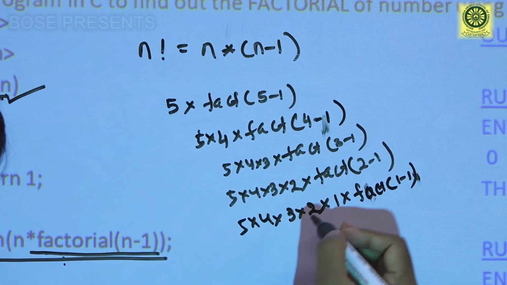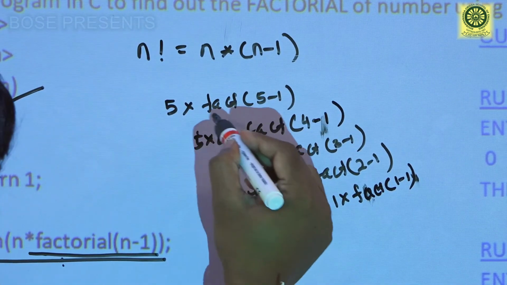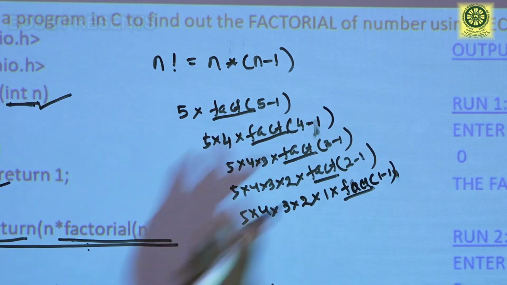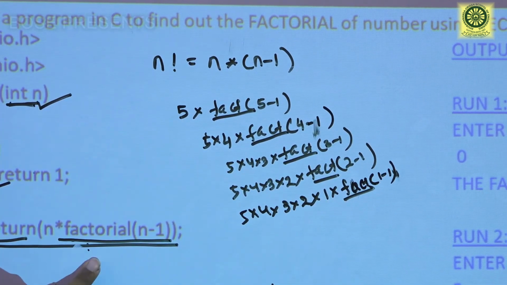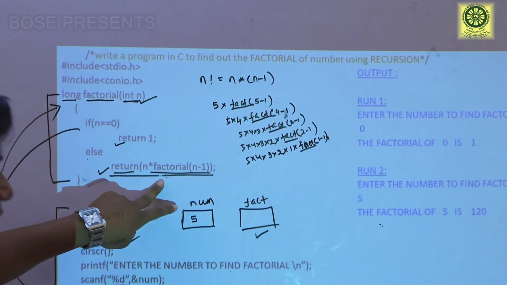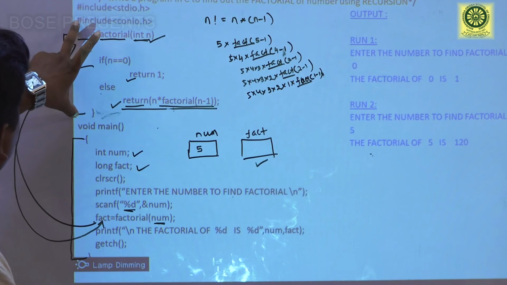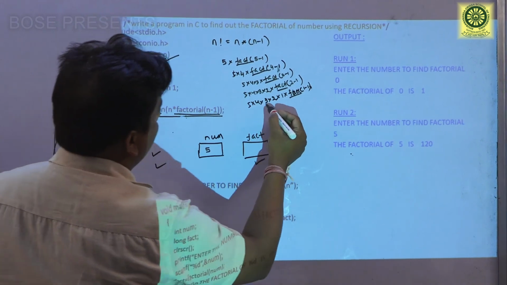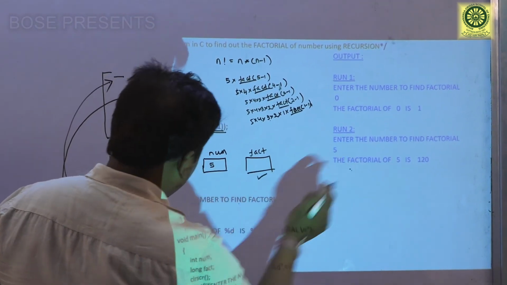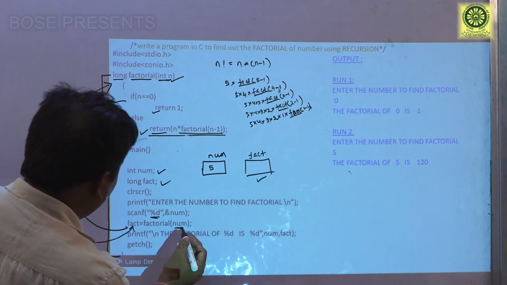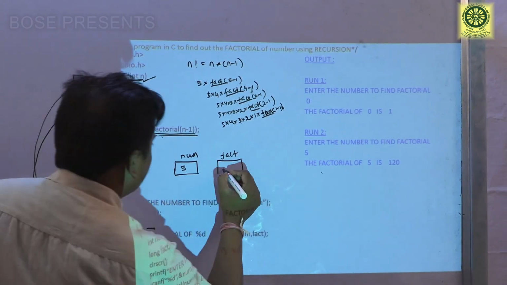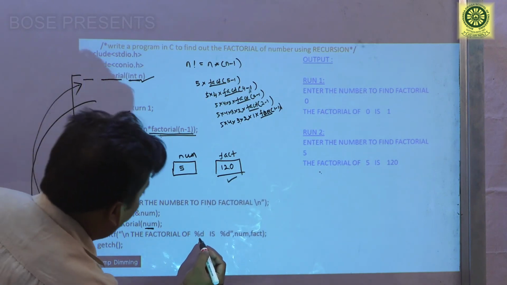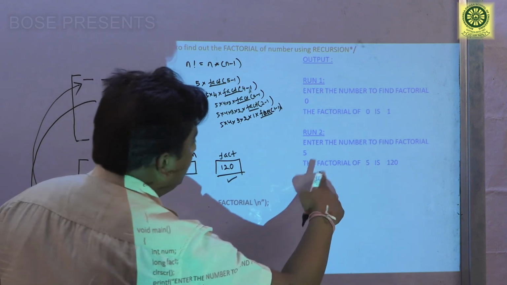So here fact is called once, fact is called twice, thrice, four times, five times. As the same function is calling itself again and again, that's why this is known as a recursive function. And as we know that 5 into 4 into 3 into 2 into 1 is 122, the value 122 will be stored in this fact. And in this printf statement, the factorial of 5 is 122. Okay.